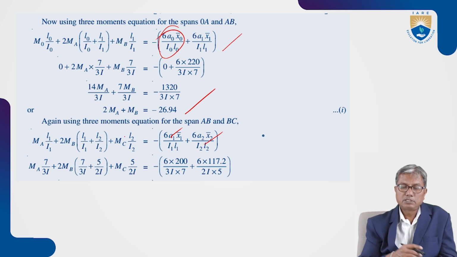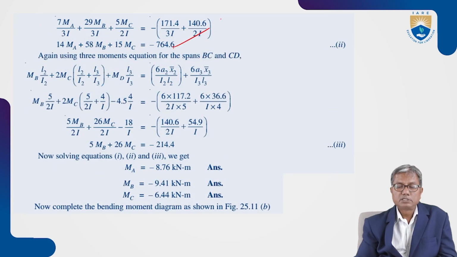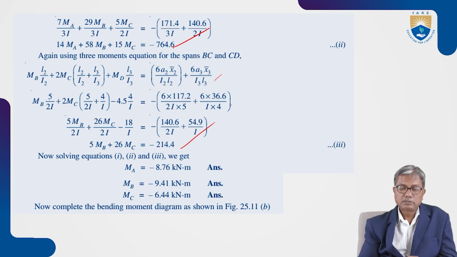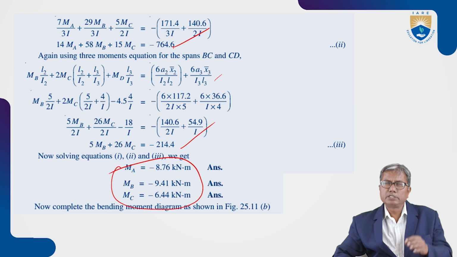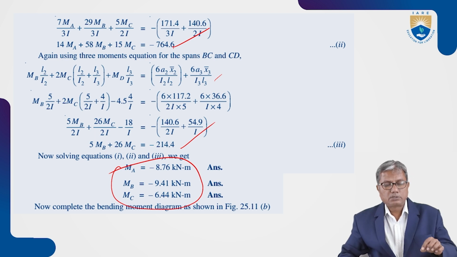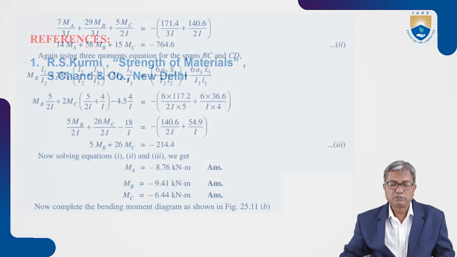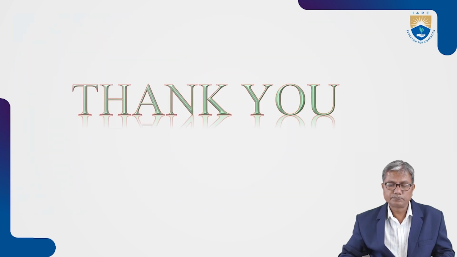I1, I2 are different again. Substitute those values. You will get the second equation here, and substituting the other values we will get the third equation here, and solving. So the procedure is the same. That's why I'm not explaining this in detail. So solving these simultaneous equations, we will get the moments MA, MB, and MC. And we will draw the bending moment diagram for this.